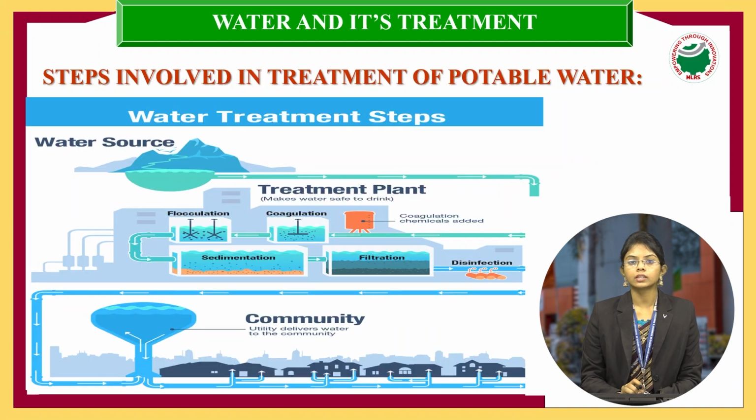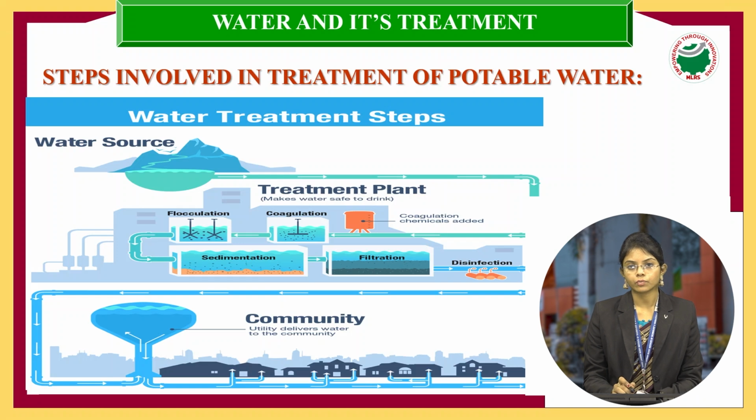The next topic in potable water is the steps involved in treatment of potable water. To get drinking water, the water should be processed or treated step by step, so that finally we get safe water, or potable water, for drinking purposes. We are going to see what the steps are in this topic.